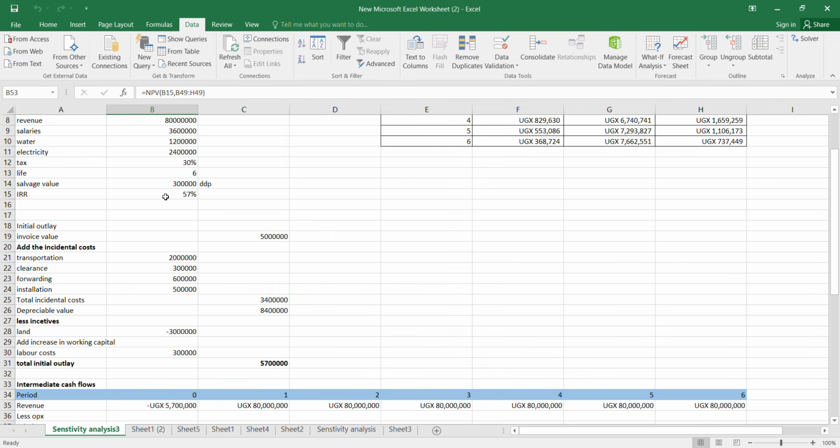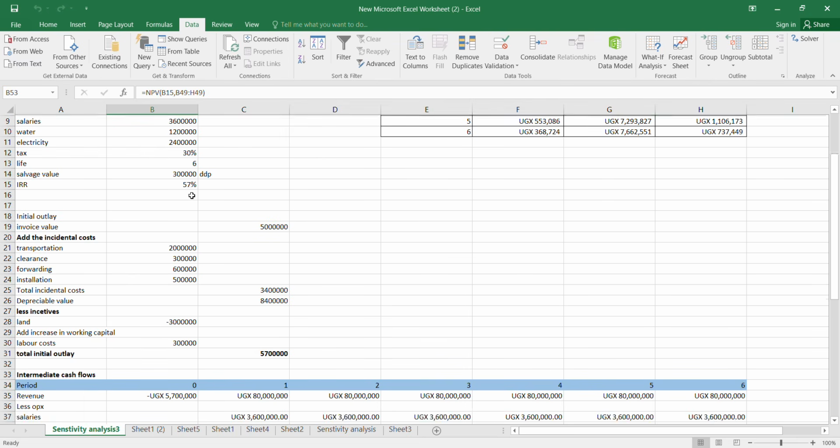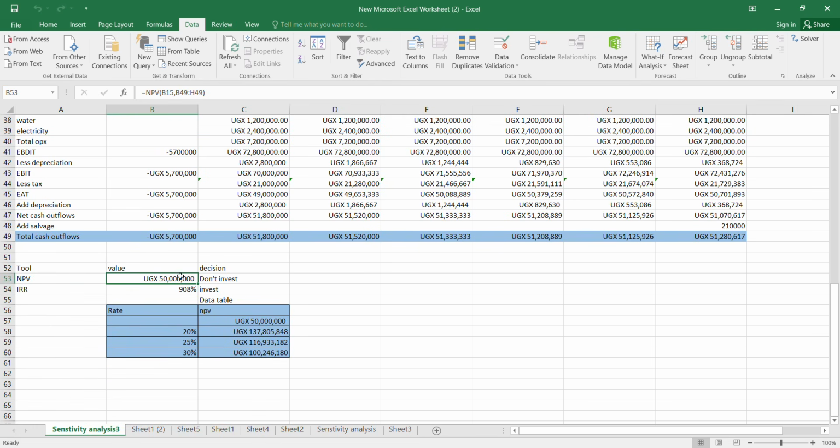Now if you look at our work, the IRR has changed to 57%, and also if you come here, the NPV has changed to 50 million. So that's how they use solver.